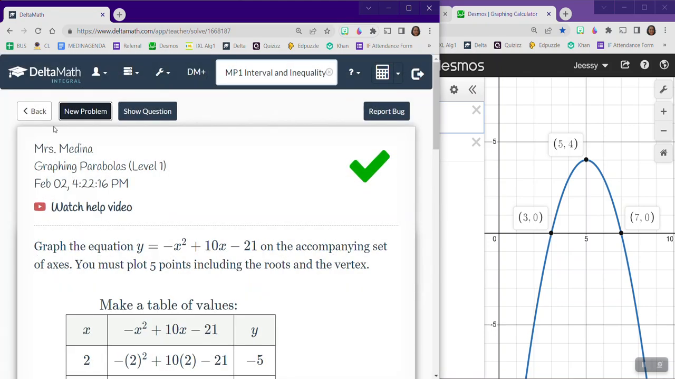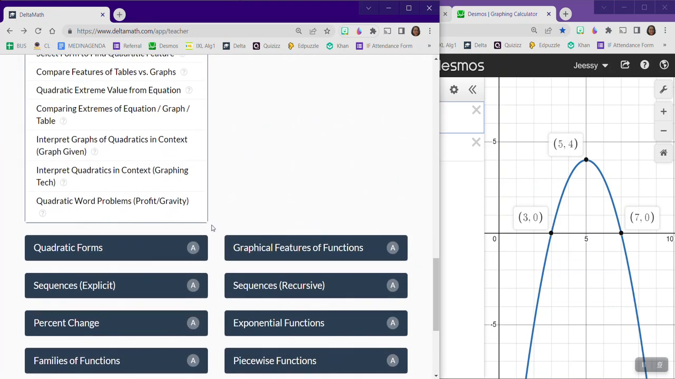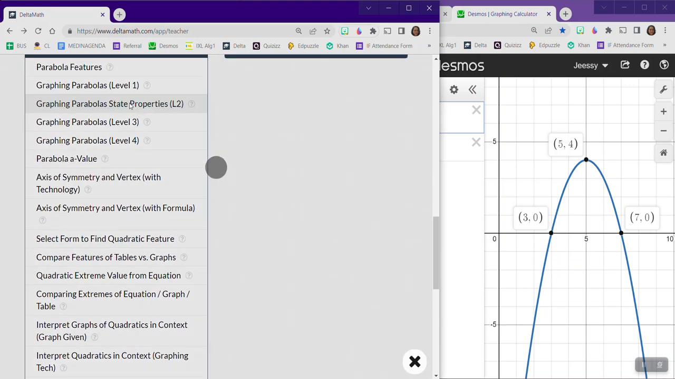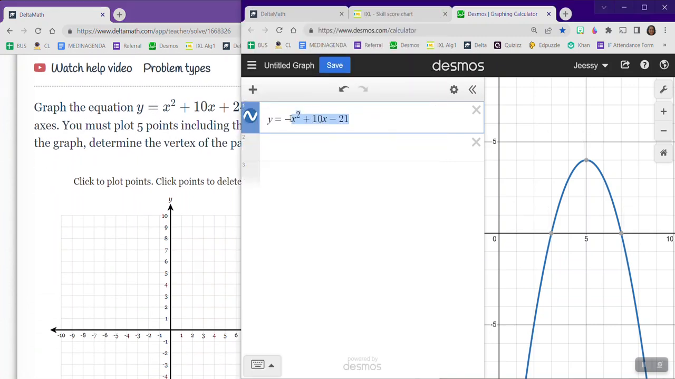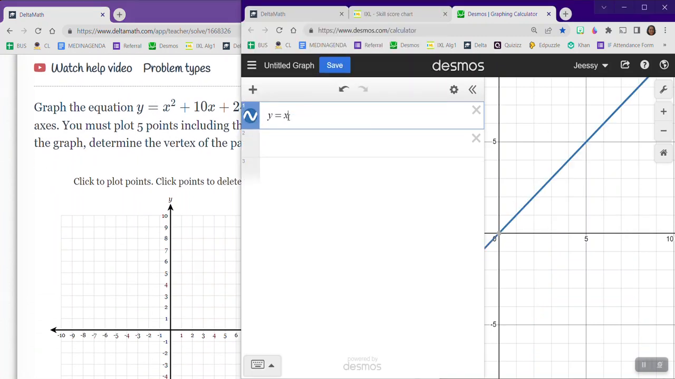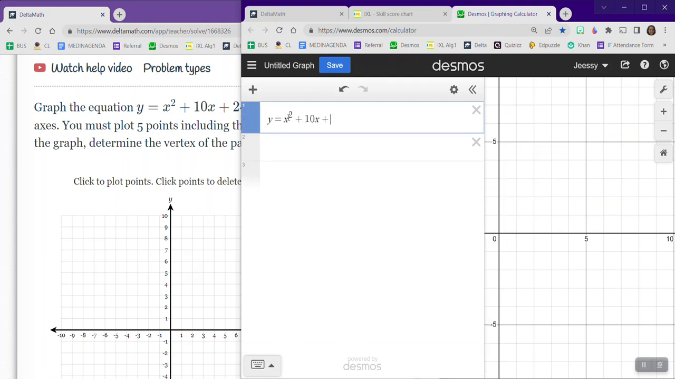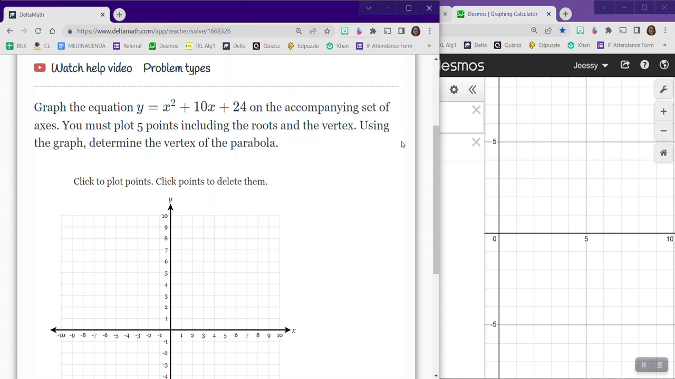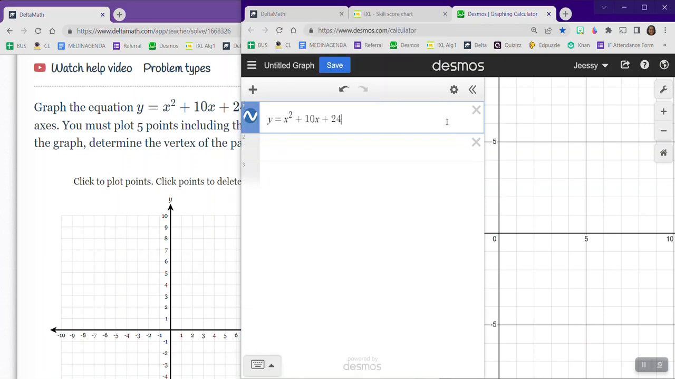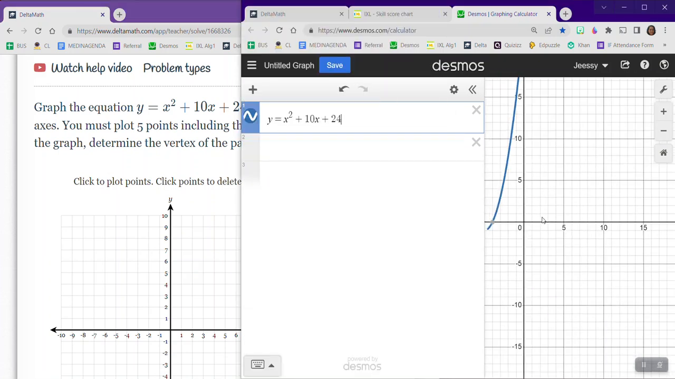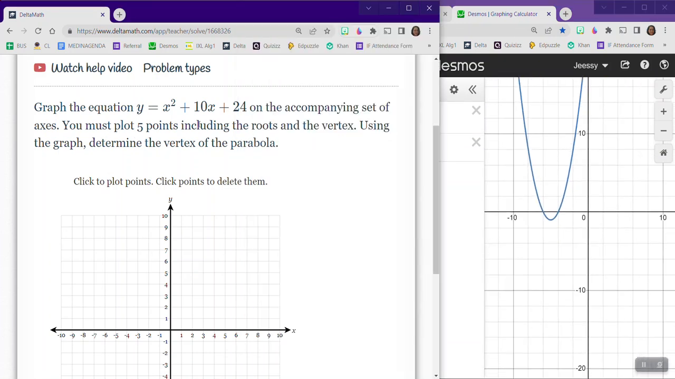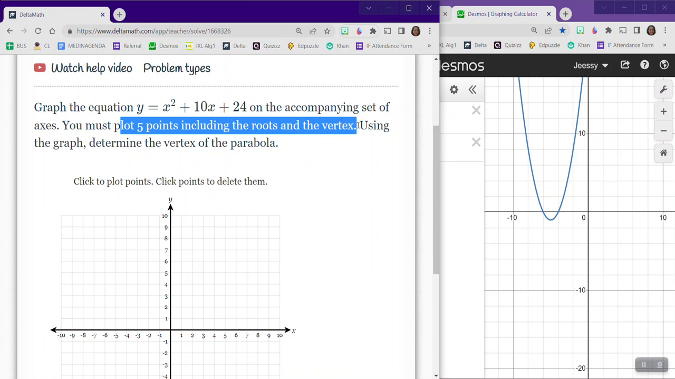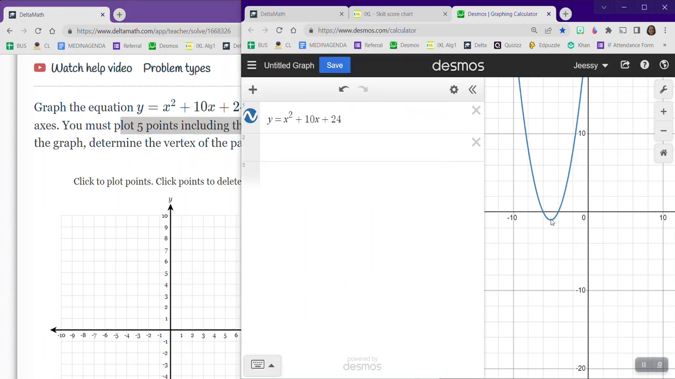Okay, so I hope this helps you. I think the other one that I assigned was this one, state the properties. It says to graph the equation. So we come here, we say x squared plus 10x plus 24. Okay, I lost it. Find it, here it is. Plot 5 points, including the roots and the vertex. So same thing we were doing before.